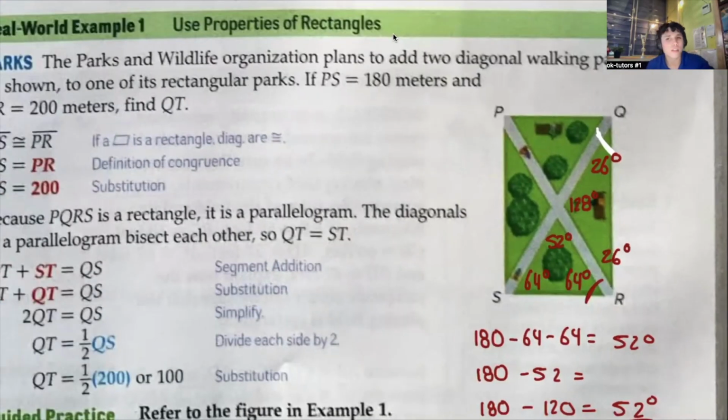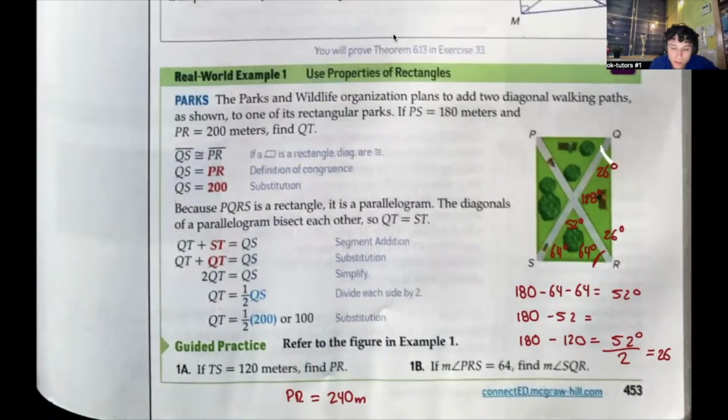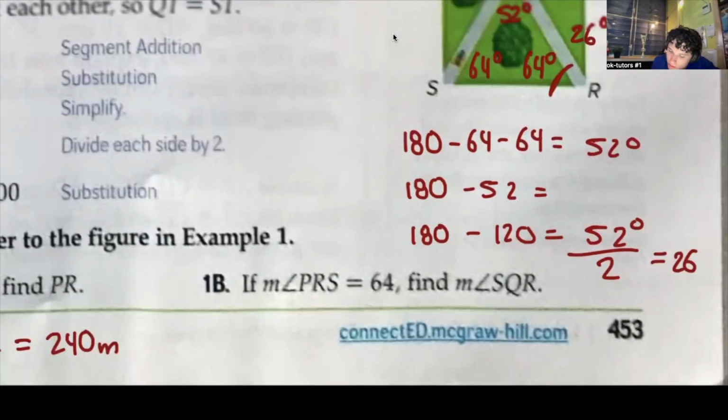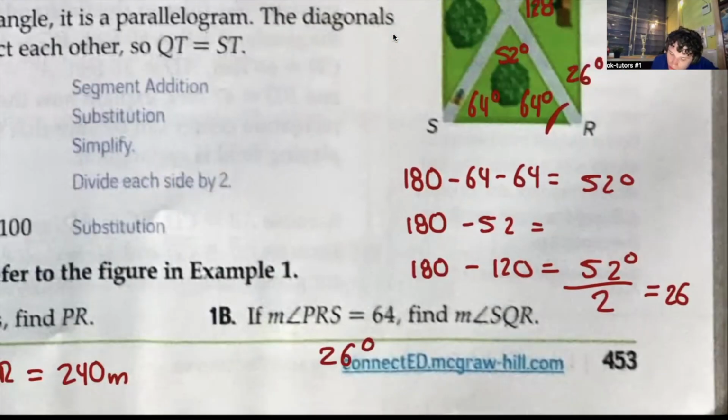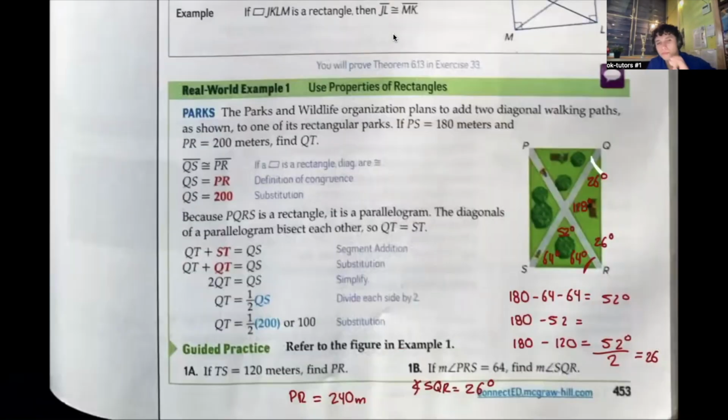You could have also done it the following way. If you know that this angle is 90, 90 minus 64 is 26. So if that's 26, this will also be 26. You can do it either way. So the angle of SQR is 26 degrees. There we go, and we're done with that one.